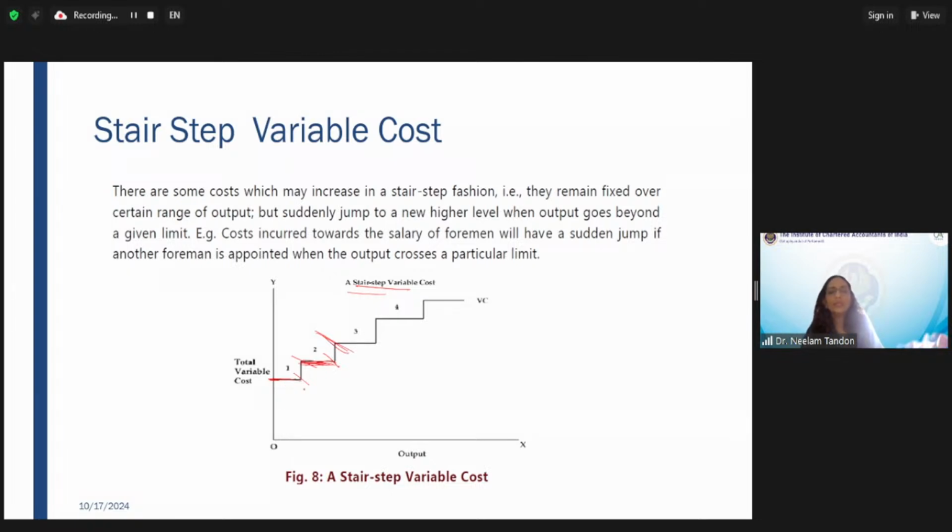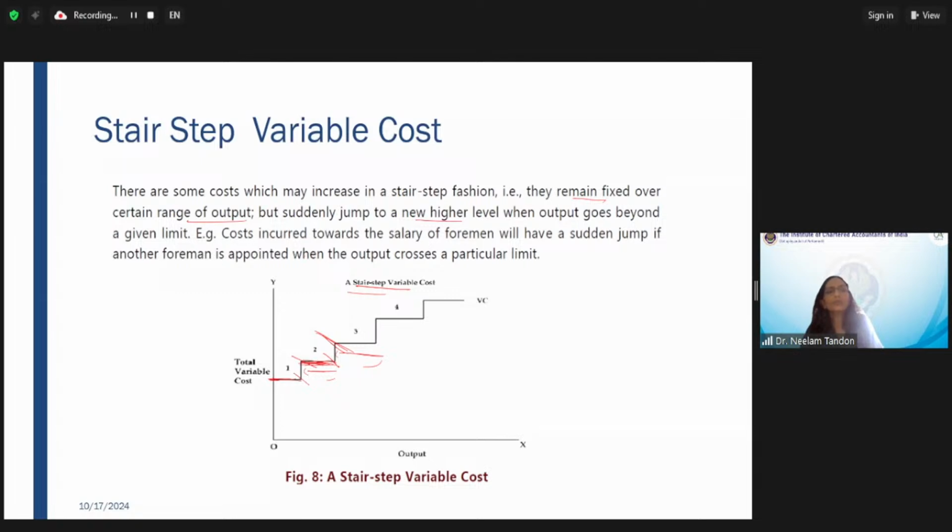So there's a specific term of constant cost, and then the cost escalates. So this is the stair-step variable cost factor. So what happens? It remains fixed at certain range of output, but suddenly jumps to the new high level.